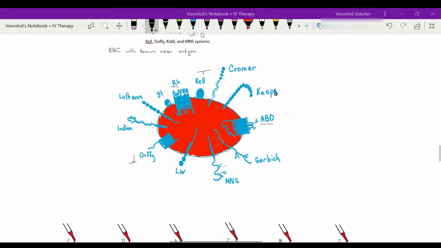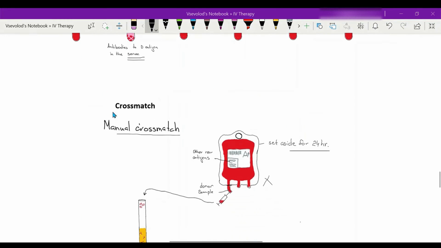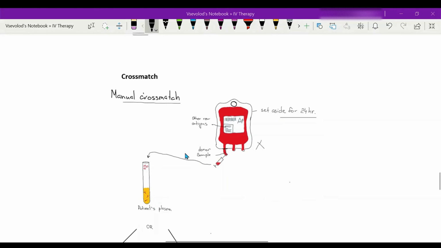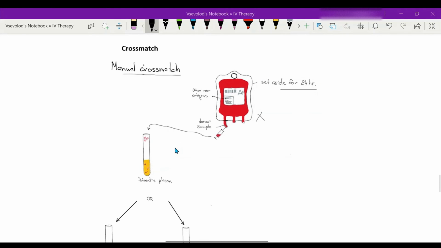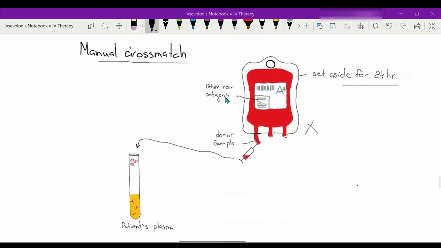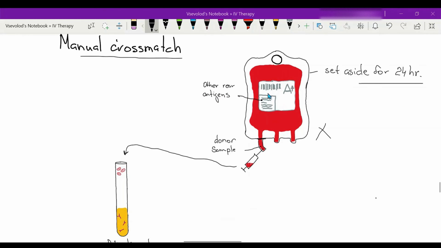Third is cross-match. In cross-match, techs take a small sample from the unit of blood that they think is compatible with patient's blood according to the label and previous tests on the patient's blood. So the bag has a label of A positive blood type, and also in a small section a bunch of small antigens are documented that are present on red blood cells on the unit of blood.